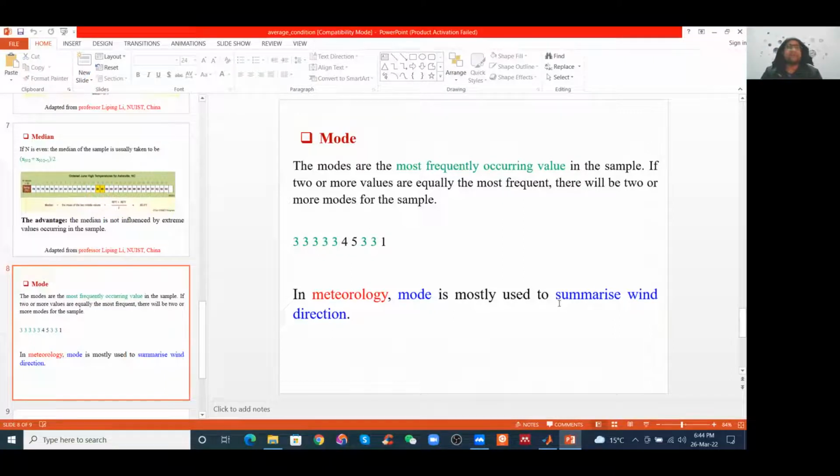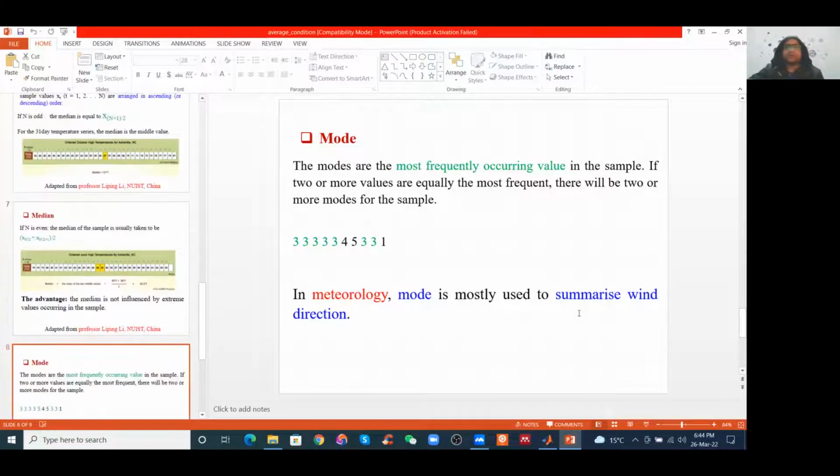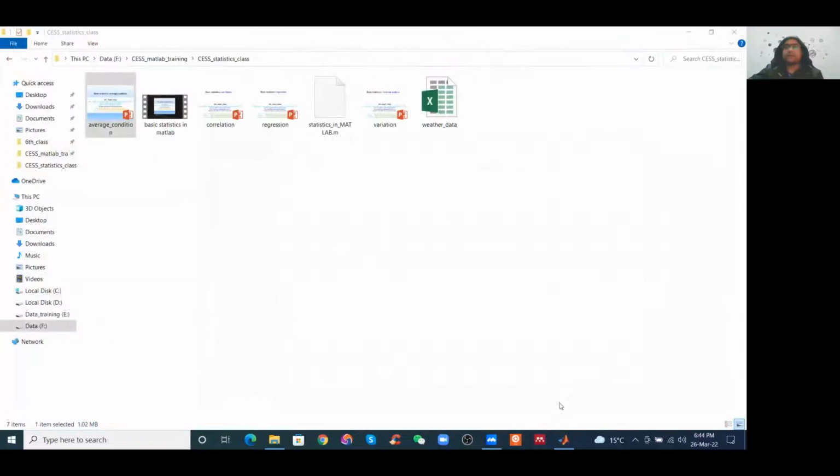Okay. But you can also use the mode for disasters, like if you have many disasters in your area, like cyclone, drought, extreme temperature, weather, etc. You can use the mode to see which disaster is frequently occurring. So the mode helps to know the most occurring value in the sample. All right. So this is the average condition.